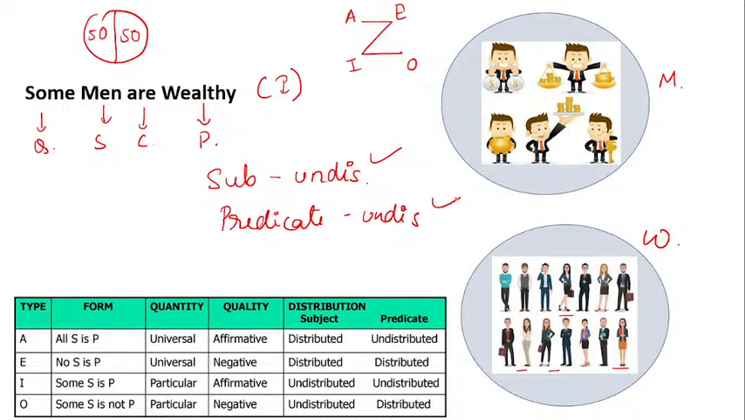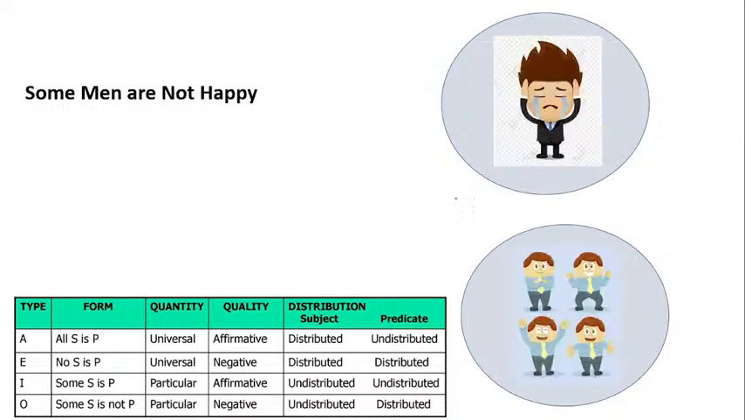Yes, both becomes undistributed. Now, some men are not happy. Okay, some men are not happy. So here, as you all know, some is the quantifier, men is the subject, R is the copula, and happy is the predicate. Okay, happy is the predicate. So this is a kind of O statement.